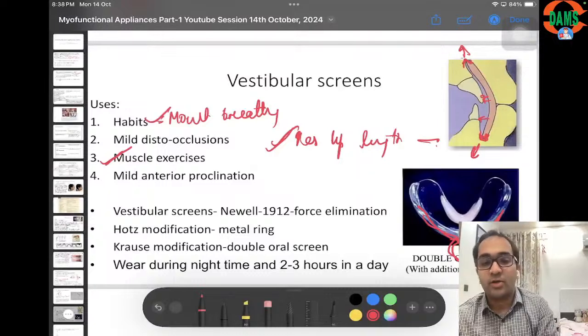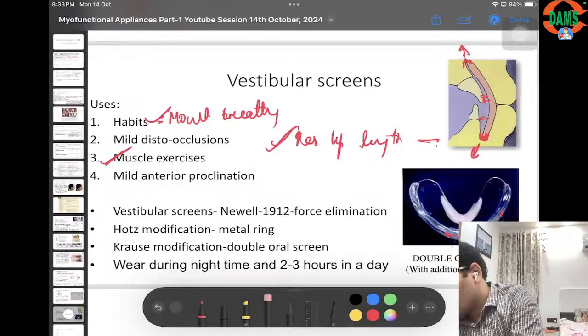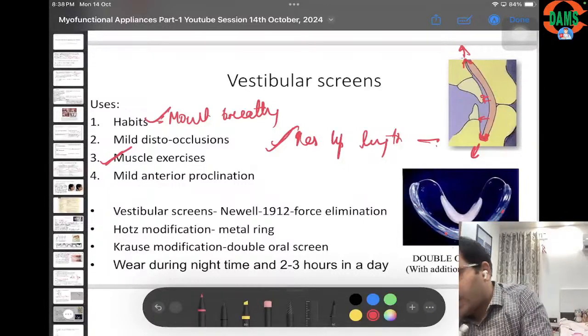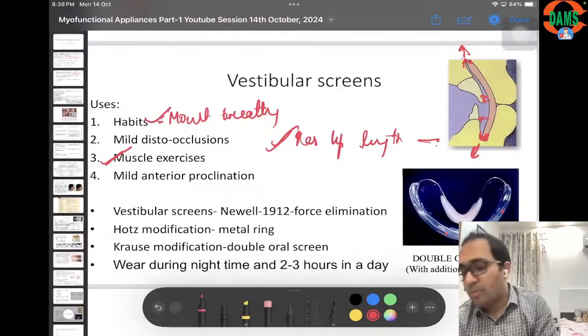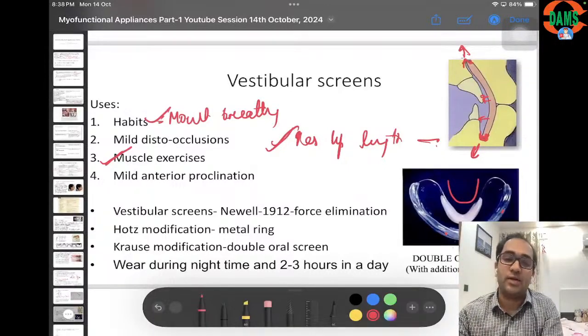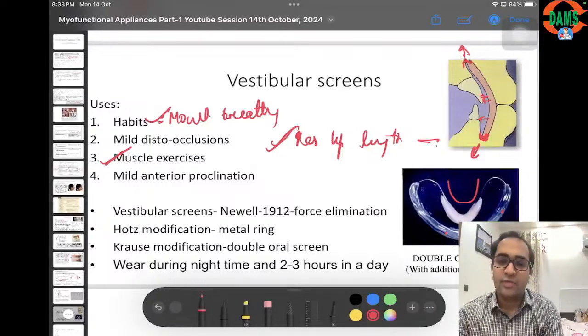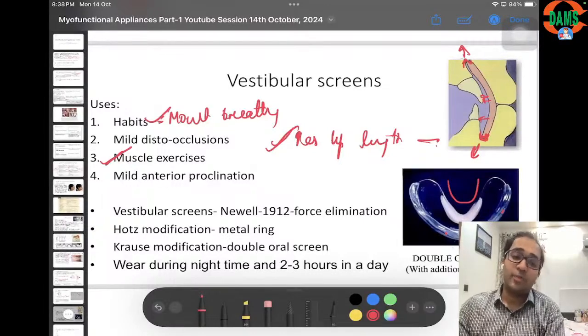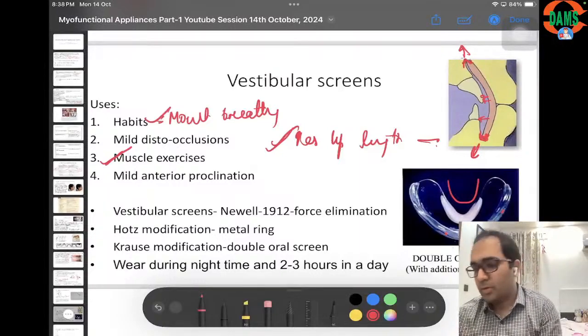Third modification is the Cross modification of the double oral screen. Not only does it help in eliminating the force from the lip musculature, but the double oral screen, or the screen on the inside, helps to eliminate the force from the tongue as well. So to control abnormal tongue activity, we can give a double oral screen. This is the image. So what is the recommended wear time? It is recommended to wear it at night time and 2 to 3 hours in a day. Okay.